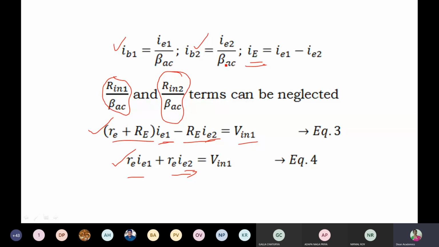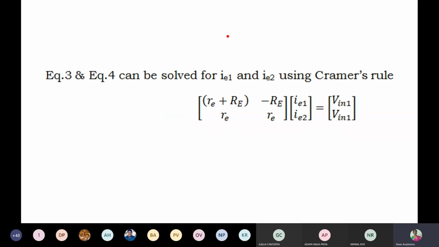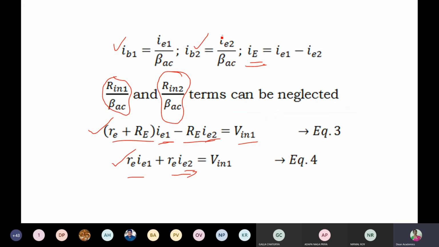What we have to do? Yes, exactly. We have to apply Cramer's rule. So according to Cramer's rule, how do we write this? IE1 coefficient. So all of you write the delta matrix. One of you tell me, what is delta?